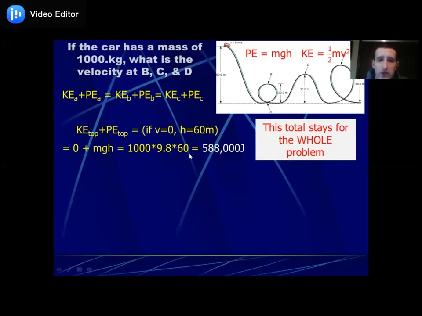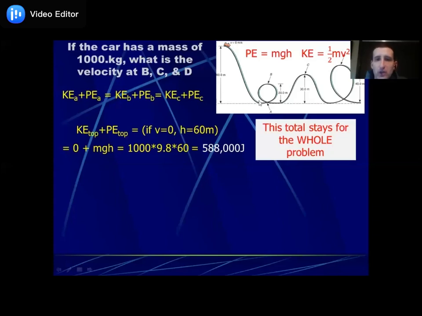So you multiply all those together, and if you take kilograms times meters per second squared times meters, you'll get a kilogram meter squared over second squared, which is a joule, which is why I gave this answer in joules. Now this 588,000 joules is very important. This is the total, and it's going to stay the same for the whole problem, okay? Because energy is conserved.